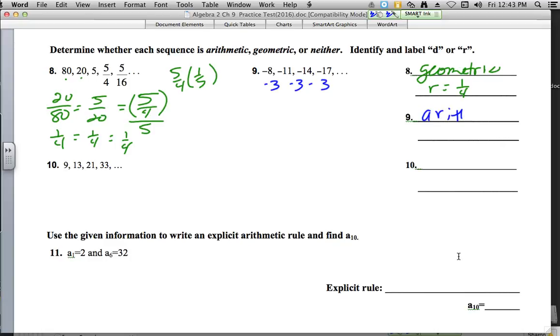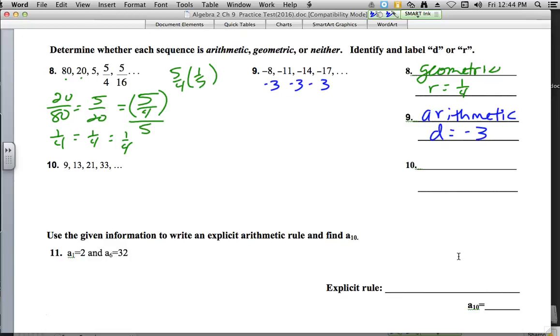That makes this arithmetic. That is a D value. Remember, the D's always show up in the formulas that deal with the arithmetic. So that would be all the work I would need to show for that one. That one absolutely shows what's going on.